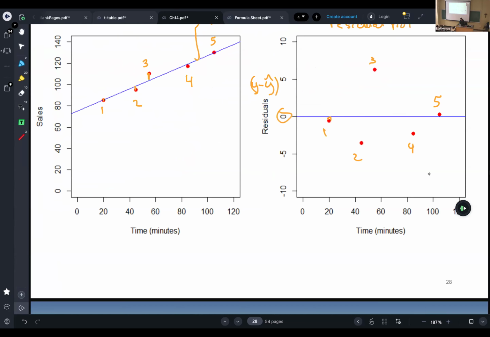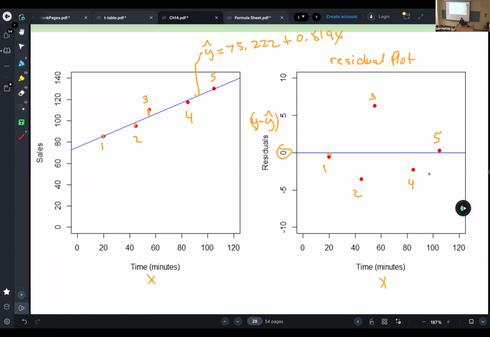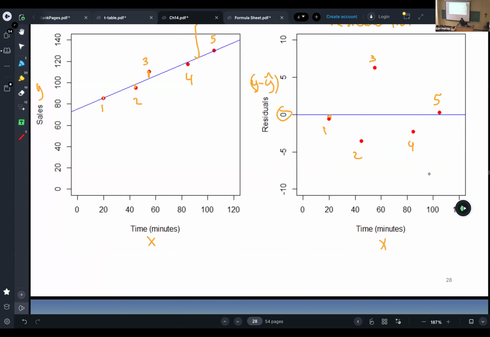And it's against the minutes. So this is against the X, right? So this was Y versus X, and this is Y minus Y hat versus X. Just to let you know, the plot on the left is just Y versus X. That's our scatter plot and our line. And then the plot on the right is the residual plot, which is Y minus Y hat versus X. Okay. And then you just look at these.